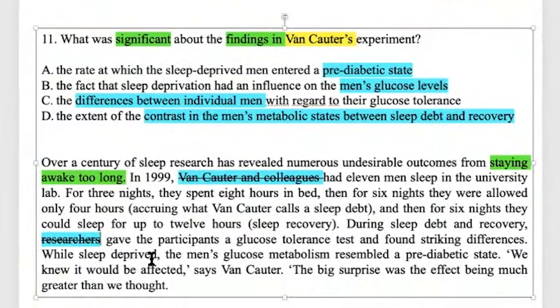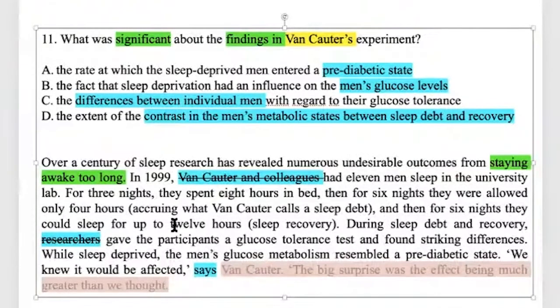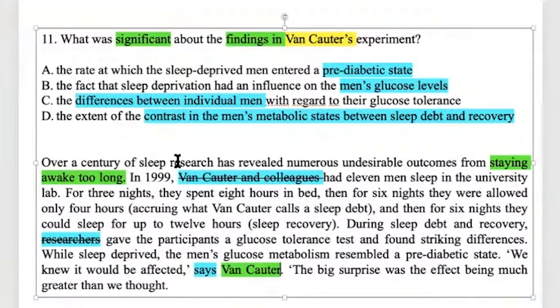Then go to where the name is scattered again. Last line: Van Cauter. "We knew it would be affected," says Van Cauter. Yes, it says his opinion, right? What is his opinion? While sleep deprived, the men's glucose level resembled a pre-diabetic state. We knew it would be affected. The big surprise, significance. What is it? The emotion. The surprise was the effect being much greater than what we thought.